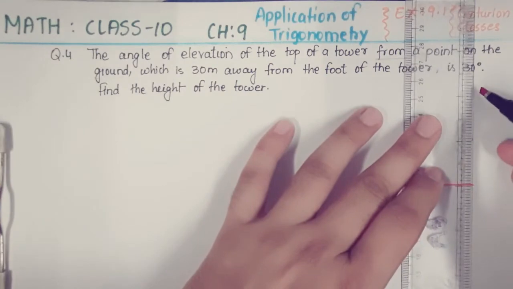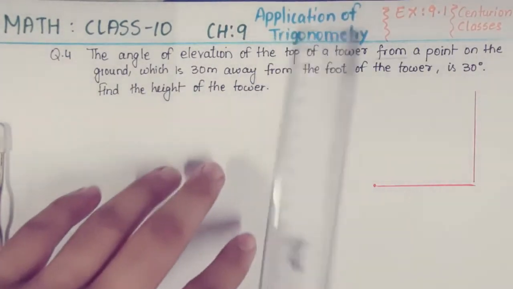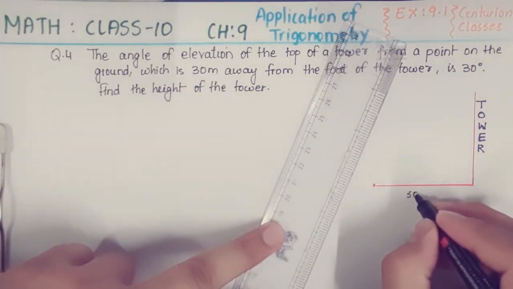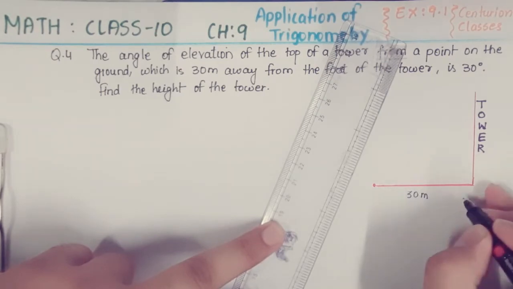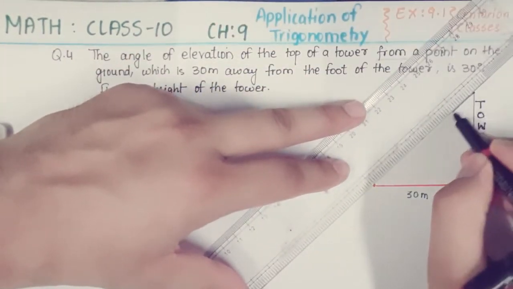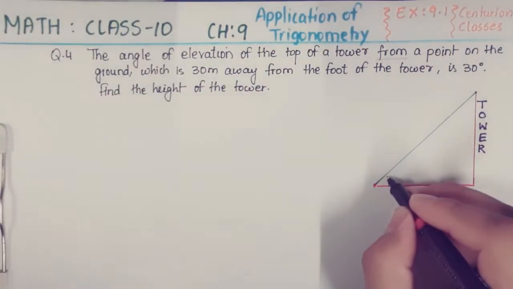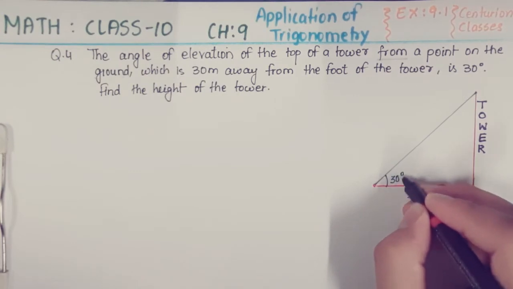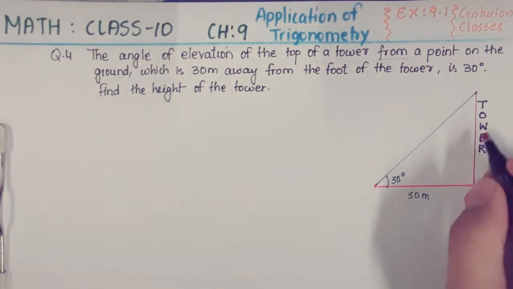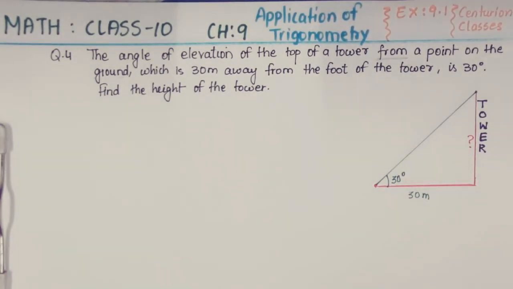So let me draw a tower over here. Which is 30 meters away from the tower, and the angle of elevation is like this. So this is making 30 degrees, and we need to find the height of the tower. That means this is what we need to find. So let us solve this question.